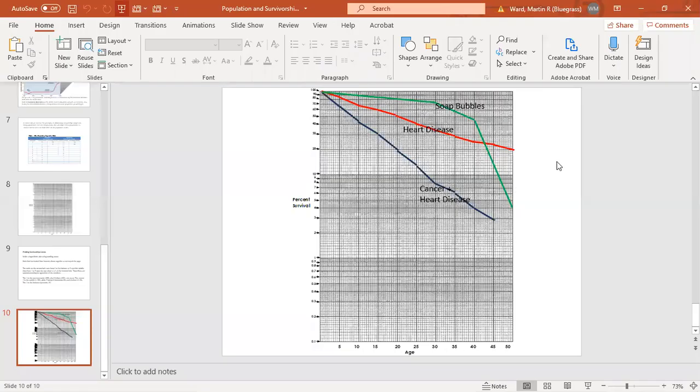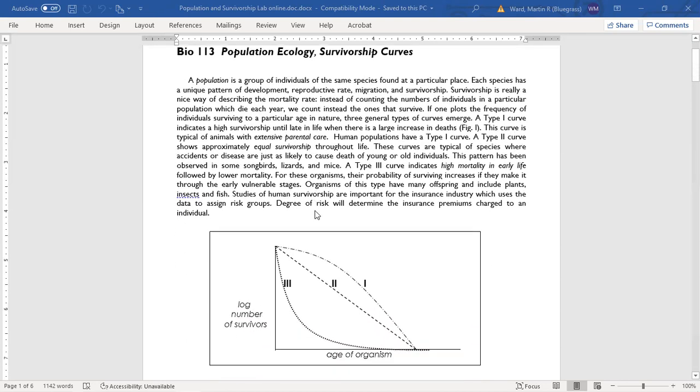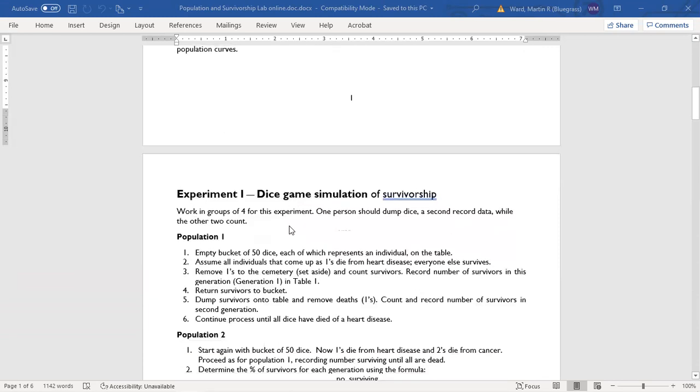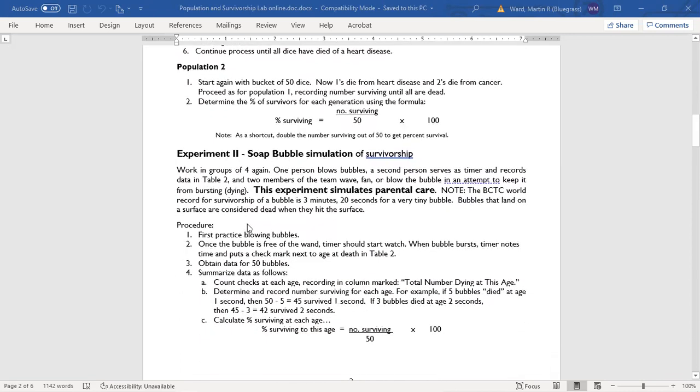Now let me show you the homework. Hopefully it will be easier to understand here. So same thing I just talked about, survivorship curves. Here's your 3 curves. And here's what I talked about, the dice game simulation. It goes into great detail how you would remove the ones for population 1, and then for population 2, you remove both the 1s and 2s, and how you calculate these percentages surviving.